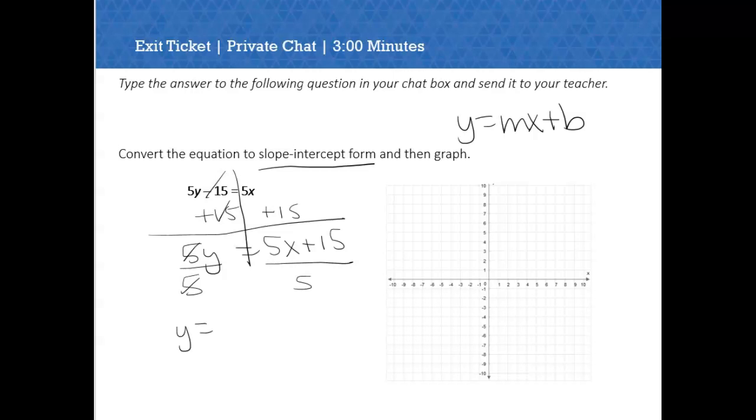Y equals 5x over 5. This reduces to 1 over 1. So you could write 1x, but that is not normally how you see it. So if you get something like 1x, that's just x. 15 over 5 is 3. So we start at the y-intercept. Start at 3. Use the slope. Right here, this slope means 1 over 1. So up 1 over 1. And there's our line. The most important part is remembering to divide each term by that denominator.